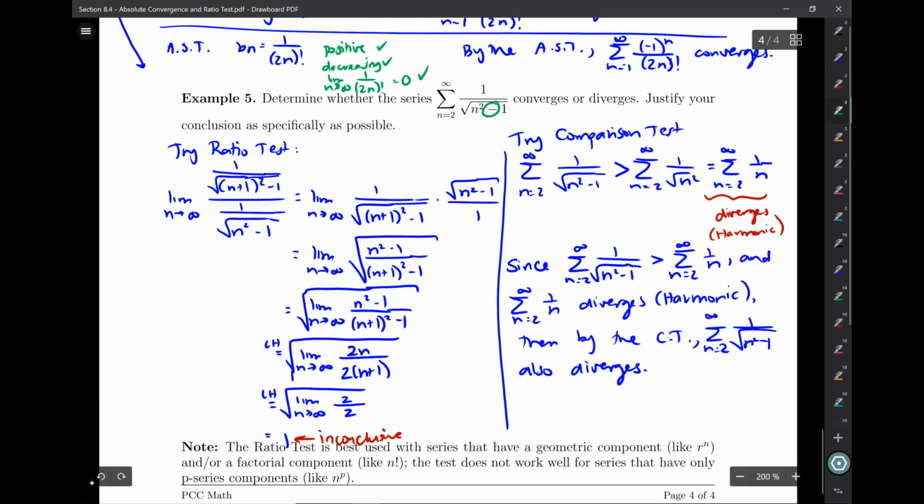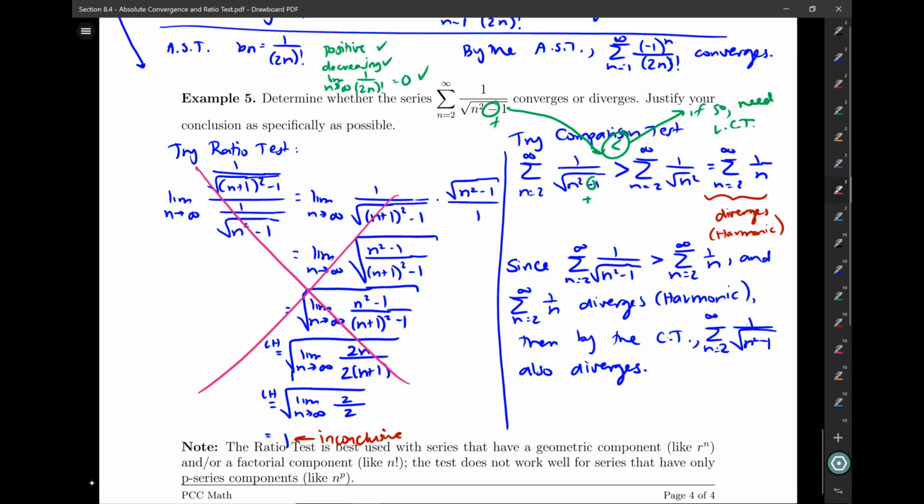Now, if this had been a plus sign instead of a minus sign, my inequality sign would have gone the other way. So just as a reminder, if that was the case, we would need to use the limit comparison test instead. If it was 1 over root n squared plus 1, my inequality sign would have been less than a divergent series, which is inconclusive, so we would have used the limit comparison test. So notice that the ratio test didn't really work very well for that, did it? And it's not going to work very well for any p-series. You're pretty much always going to get the limit being 1 if you try the ratio test on a p-series.